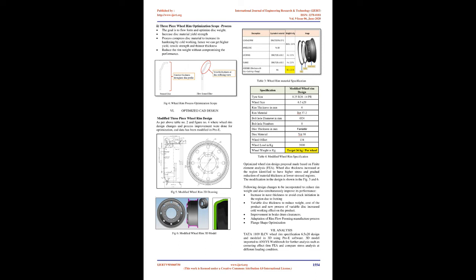6. Optimized CAD design. Modified 3-piece wheel rim design. As per above table number 2 and figure number 4, where wheel rim design changes and process improvement were done for optimization, CAD data has been modified in Pro-E. Optimized wheel rim design proposal made based on finite element analysis, FEA.